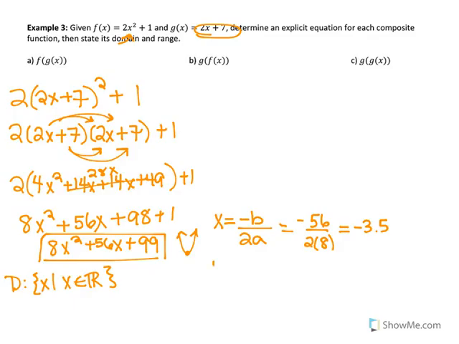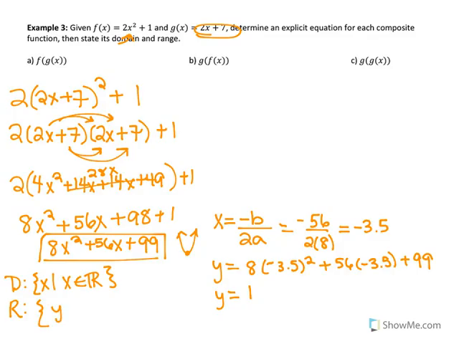And to find the y in our vertex, we would plug negative 3.5 into the equation. So don't forget, you know how to find vertexes in parabolas. This point will be at 1. So our range, because it opens up, would be y is greater than or equal to 1. And I know it opens up because my a value is positive. So don't forget how to do parabolas now that we're in a different unit.